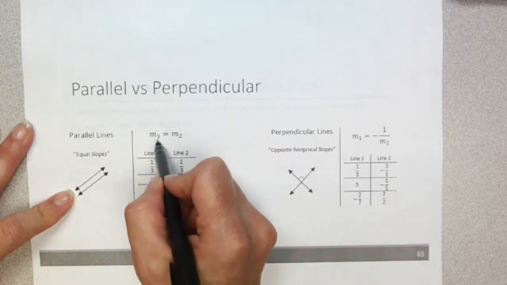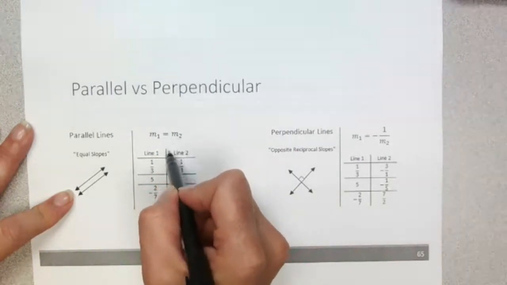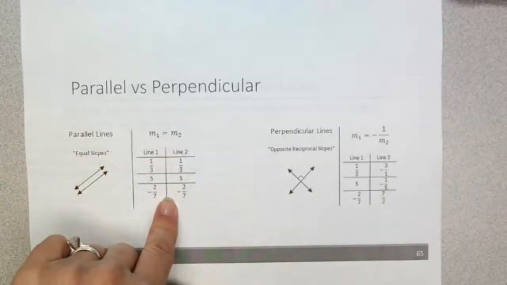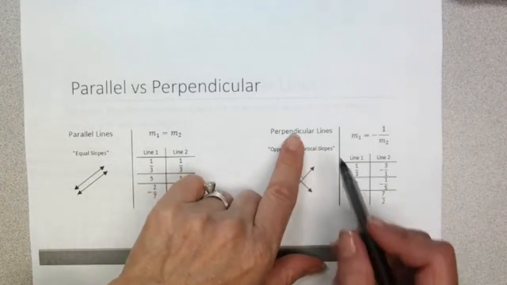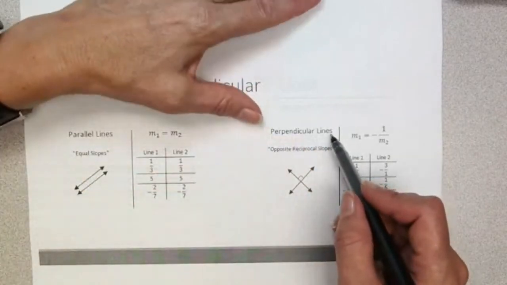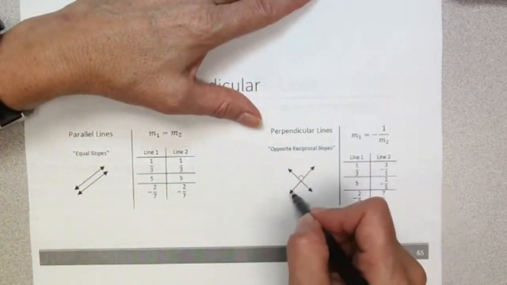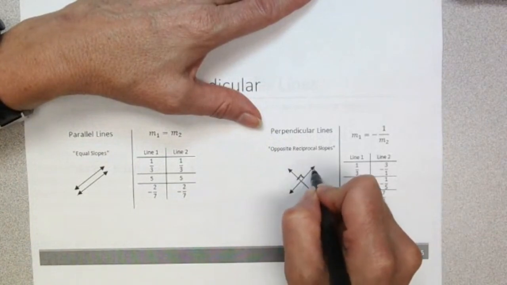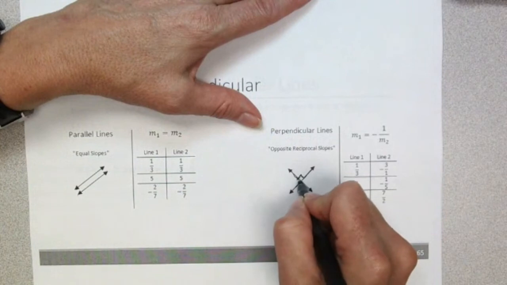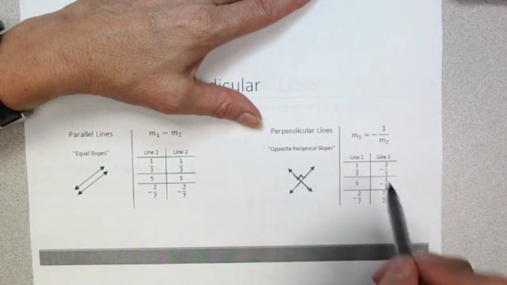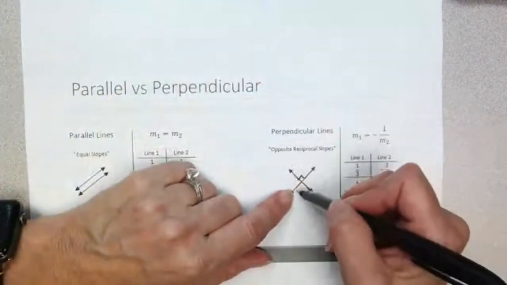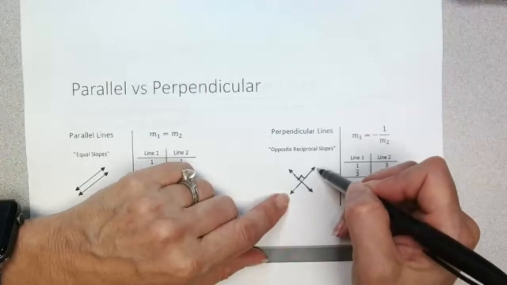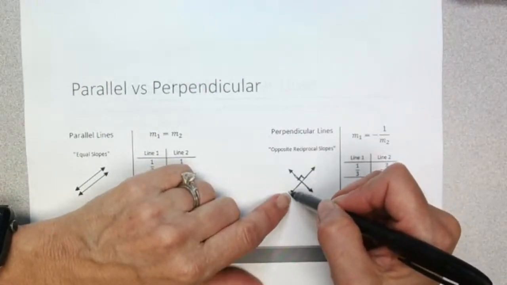So m1, the slope of line 1, is equal to m2, the slope of line 2. Some examples of equal slopes. Perpendicular lines are a little more complicated. Perpendicular lines, of course, are lines that intersect at a 90-degree angle, right? Their slopes are opposite reciprocals. Or the slope of one line is going to have the opposite sign.